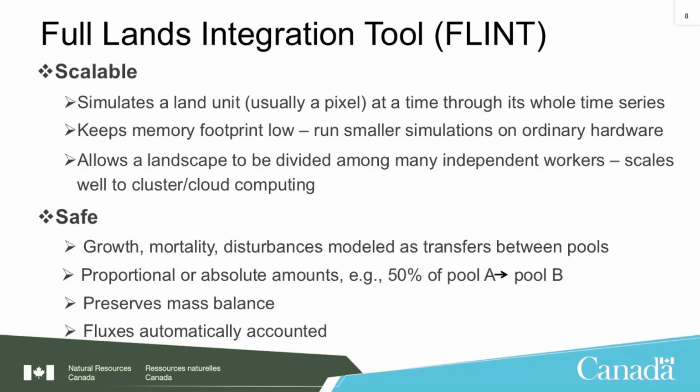The FLINT is safe, meaning that growth, mortality, and disturbances are modeled as transfers between pools. These transfers can be in proportional or absolute amounts. For example, you could transfer 50% of the carbon from pool A to pool B, or 500 tons of carbon from pool A to pool B. Importantly, the system always preserves mass balance and all fluxes are accounted.